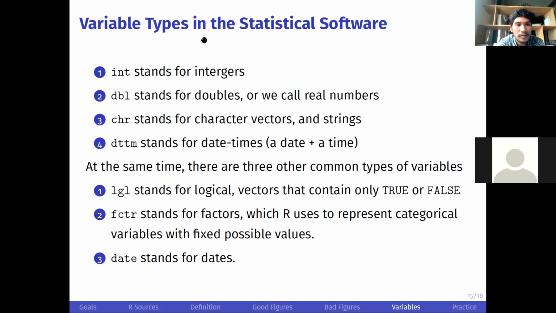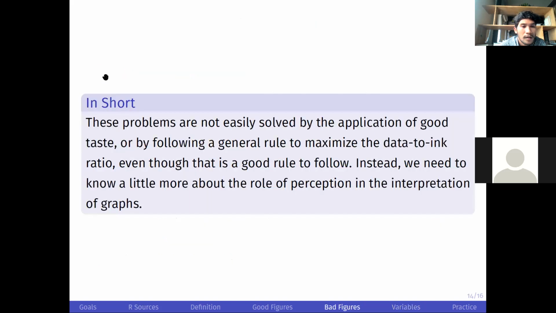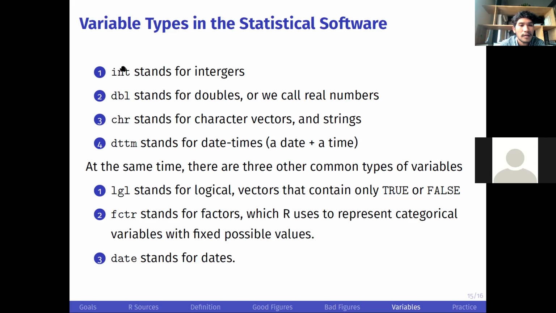In this slide, we talk about the types of variables in statistical software, not only for R, but also for other programs like MATLAB or Stata, which have the same characteristics. This type stands for integer variable, meaning a numeric variable. DBL represents the variable as a double. It's a real number, like 1, 2, 3, 0.5, or minus 0.3, for example.